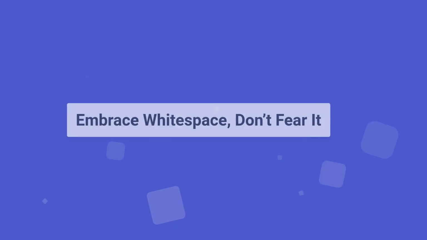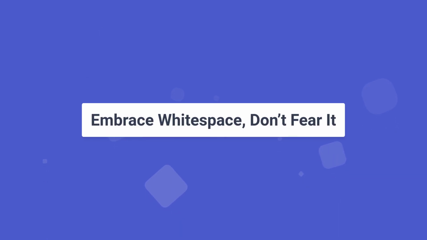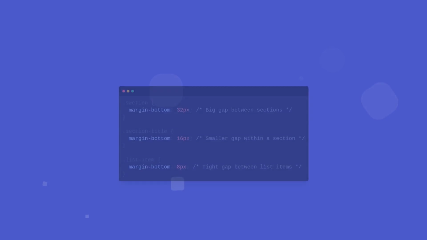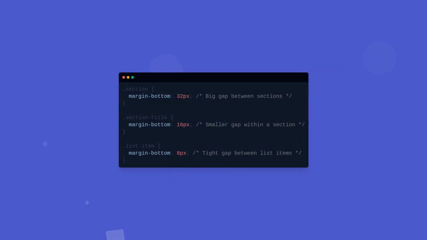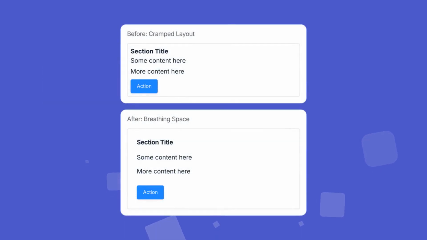Embrace whitespace. Don't fear it. You don't have to fill every inch of the screen with something. Whitespace, aka negative space, is your friend. It helps your app breathe and makes it easier for users to focus. Pro tip: increase space between unrelated elements and decrease it between related ones. It's all about balance. Whitespace isn't wasted space, it's part of the design.